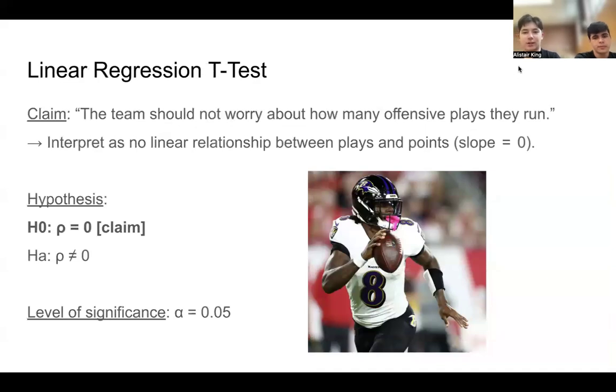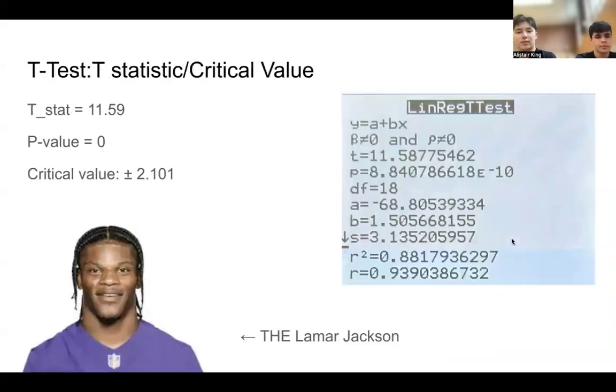Next we did a linear regression t-test. Our claim was the team should not worry about how many offensive plays they run. How do we specifically interpret this? We interpret this as there's no linear relationship between plays and points, because if they weren't to worry, then plays must not affect points. So our null hypothesis is that rho equals 0, and the alternate is rho not equal to 0, with a level of significance alpha of 0.05.